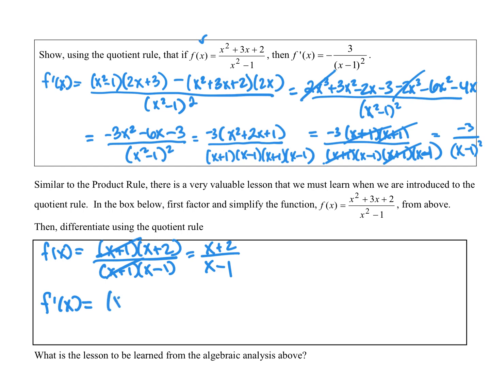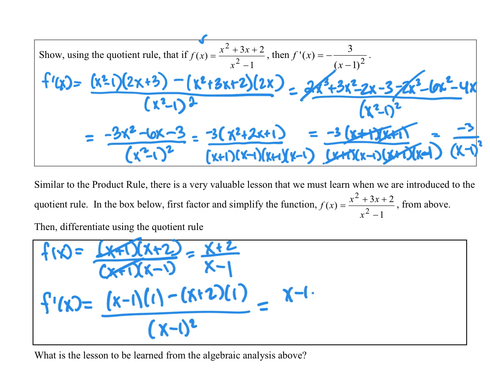So low, x minus 1, d high, the derivative of the top, will just be 1, right? The derivative of x plus 2 will just be 1. Minus high, the derivative of the bottom, which is just 1, all over the square of what's below. Simplify out the top, and we just get negative 3 over x minus 1 squared. Much faster? Yes. Much faster than that big, long simplifying that we did before.